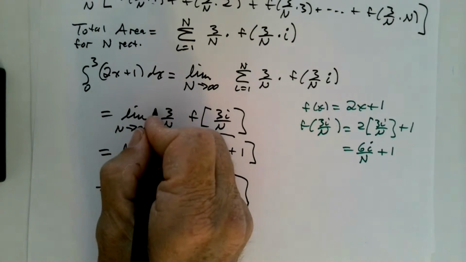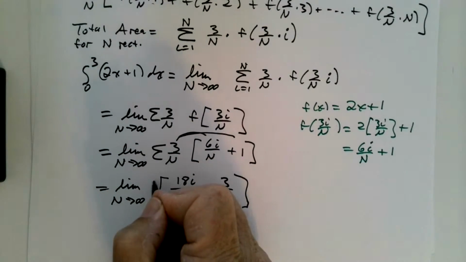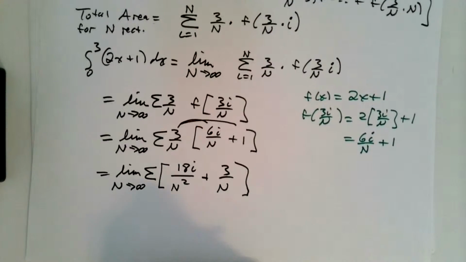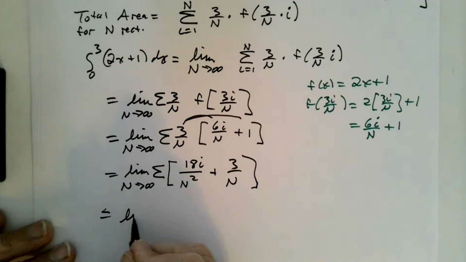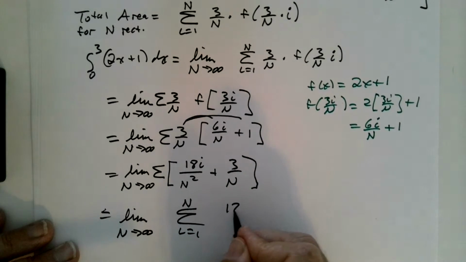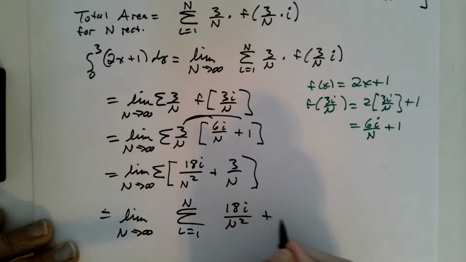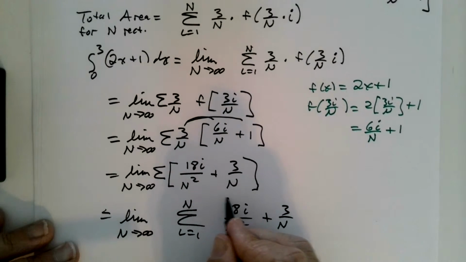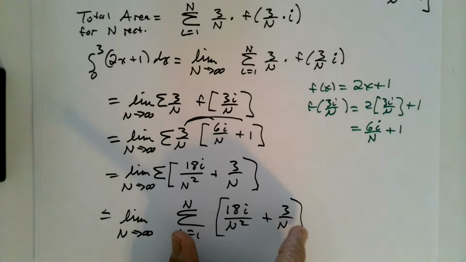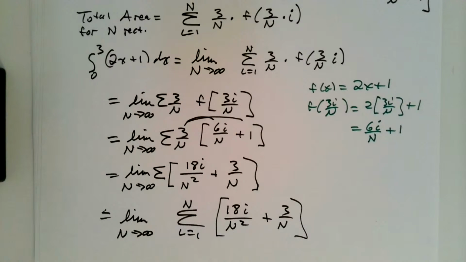I need a sum in all this. Sum, as i goes from 1 to n, so you know that's what that means. Let me write it one more time just to clarify it. The limit as n goes to infinity of the sum as i goes from 1 to n of 18i over n squared plus 3 over n. So we have this. Now we've got to take the sum of this piece plus the sum of that piece.